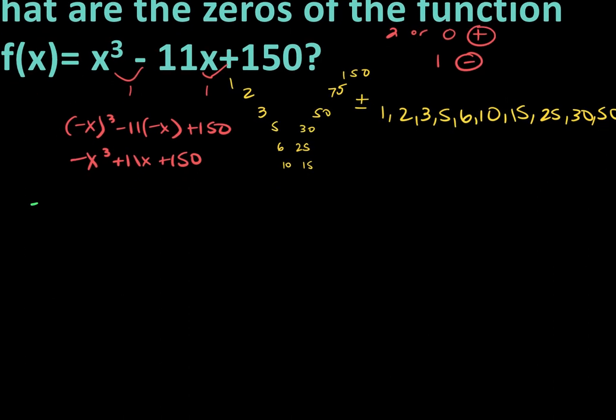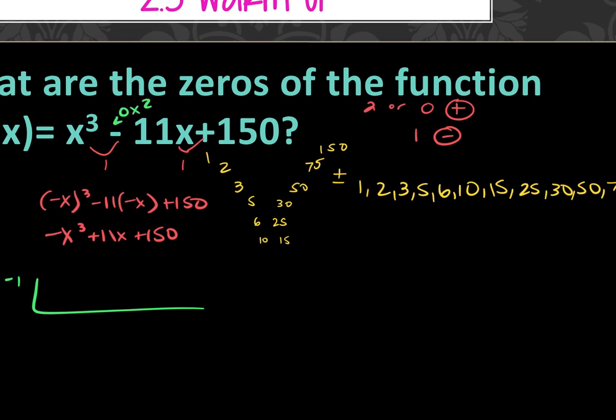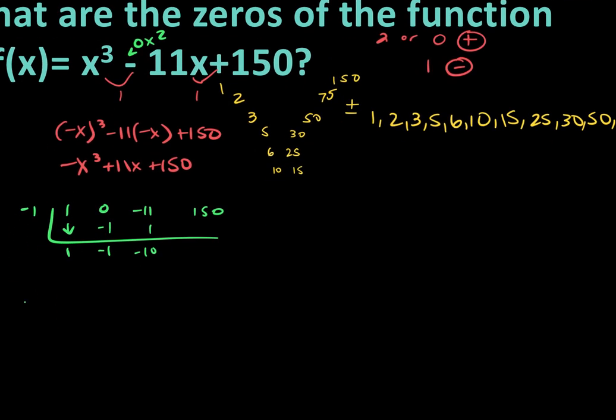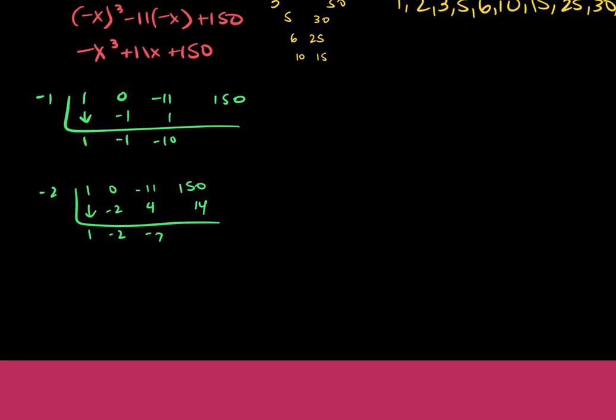So if I tried negative 1, I have to add in the x squared term, so 1, 0, negative 11, 150. 1, negative 1, negative 1, 1, negative 10. Not going to happen. Go to the next one. 1, 0, negative 11, 150. Not going to happen. Go to the next one.